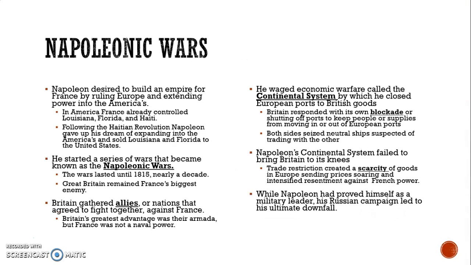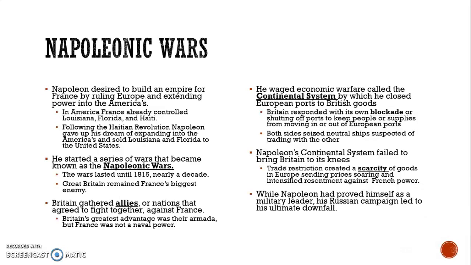Now, Napoleon desired to build an empire for France by ruling all of Europe and also trying to extend as much power into the Americas as possible. In America, France had already controlled Louisiana, Florida, and Haiti. But following the Haitian Revolution, which we'll talk about a little bit later, Napoleon ends up giving up this dream of owning the Americas, and he sells Louisiana and Florida to the United States.